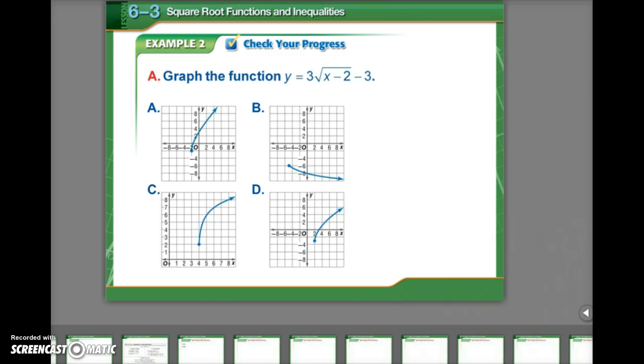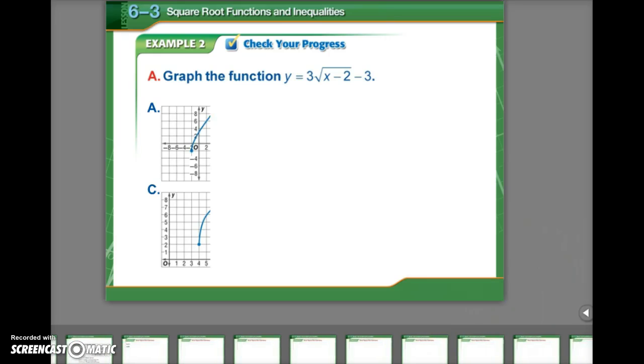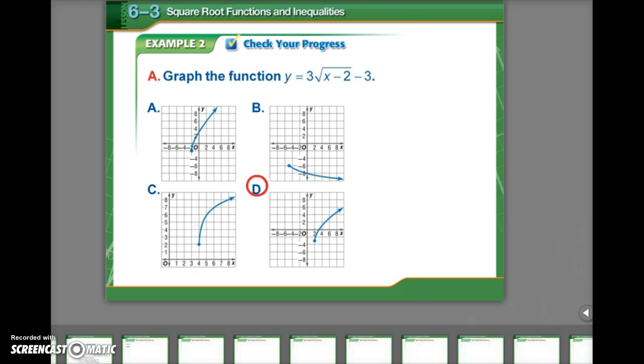All right, here's one for you guys to check your progress on. Figure out which one is the correct graph of 3 times the square root of x minus 2, minus 3. Remember, you want to start with your vertex. Pause the video as long as you need. When you have your answer, come on back and go to the next slide. And our answer this time is the letter D.